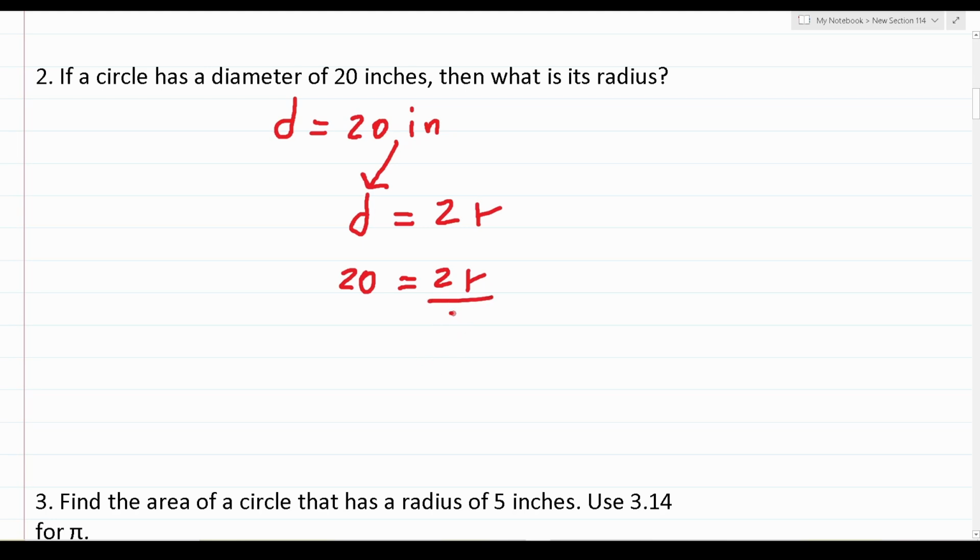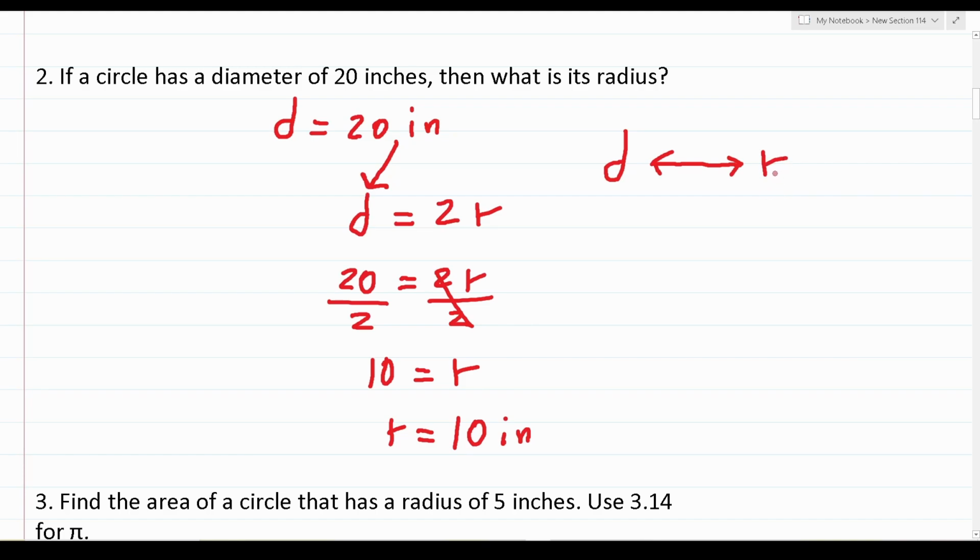If we divide both sides by 2, this will cross out here, leaving us with r on this side. 20 divided by 2 is 10, so we know r in this case is 10 inches. Again, it's important to realize that if you know your diameter, you can figure out what your radius is. Likewise, if you know what your radius is, you can quickly figure out what your diameter is. And we use this formula right here. Diameter equals 2 times radius. All right, so that's that one.